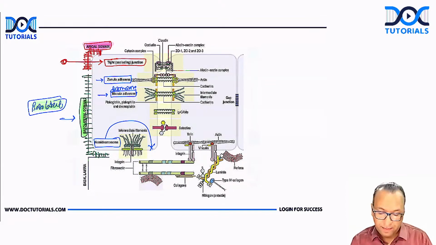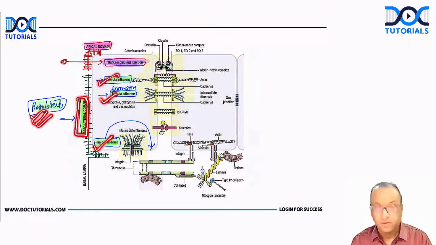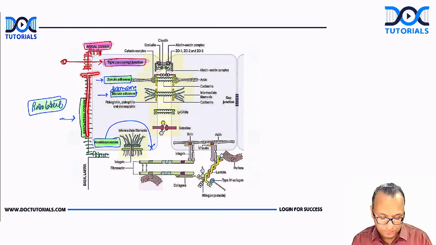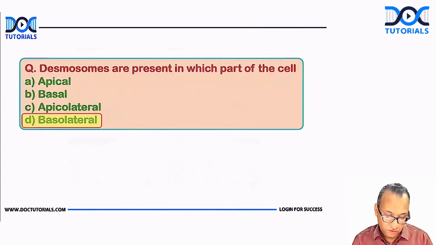If you are talking about apical, you have to understand tight junctions are apical. And if you're talking about others, maybe the zona adherence, maybe macula adherence, which is the other name of desmosome, or maybe hemidesmosome, you should keep answering it as basolateral, because this region is what we are calling as basolateral. So I hope you got the point, and your answer to this question is choice number D.